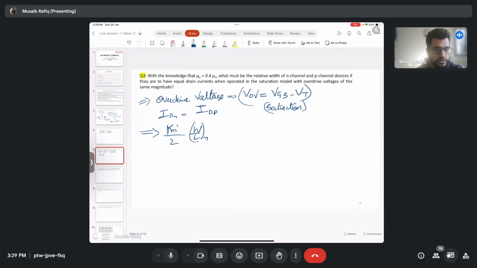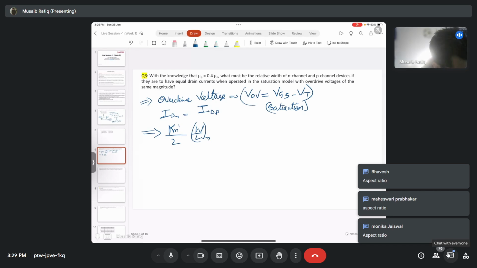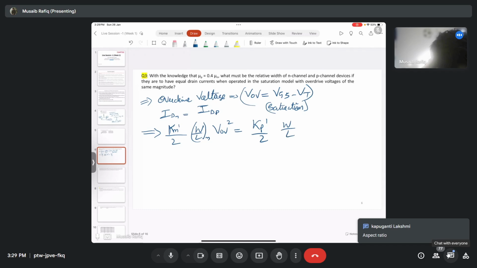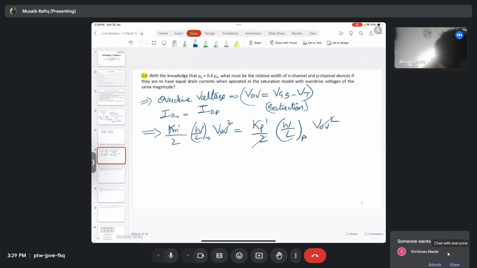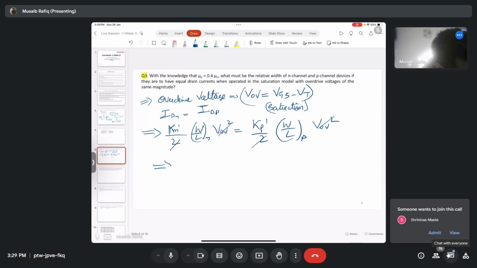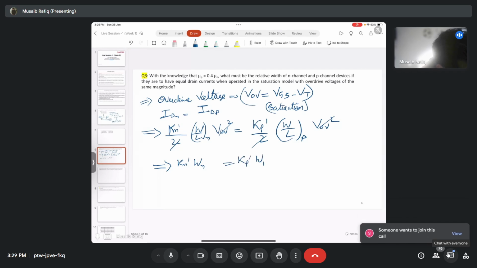Aspect ratio. So Kn by W over L times VOV square is equal to Kp by 2 times W by L P times VOV square. Then this term and this term cancel, since Kn bar is equal to, okay, 2 and 2 go, and L is also the same. Then we have Kn bar Wn is equal to Kp bar Wp, and as someone rightly said, Kn bar is equal to mu n Cox Wn, and Kp bar is mu p Cox Wp. This will go, that implies Wp by Wn is equal to mu n by mu p.